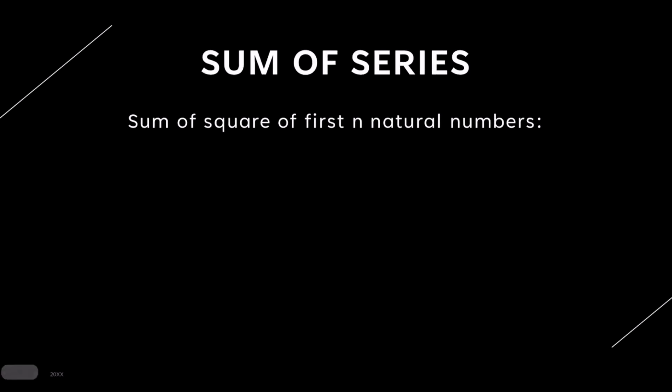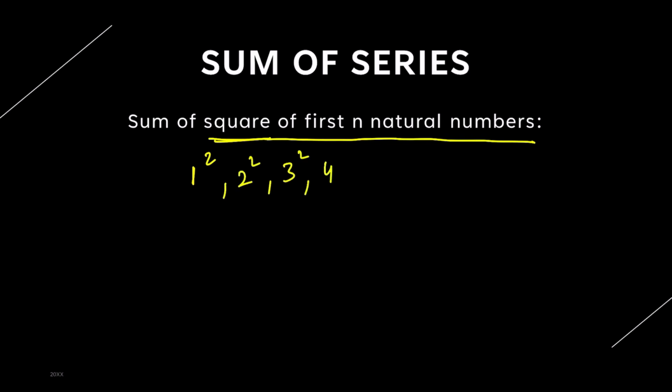Now moving on. They are asking the sum of squares of first n natural numbers. First thing, what are the squares of first n natural numbers? 1 square, 2 square, 3 square, 4 square, 5 square, 6 square, and so on, right? It is easy if they ask you what is the sum of squares of first three natural numbers. You can find it from the series only. Very easy. 1 square plus 2 square plus 3 square. But if they ask you what is the sum of squares of first 100 natural numbers, very difficult.